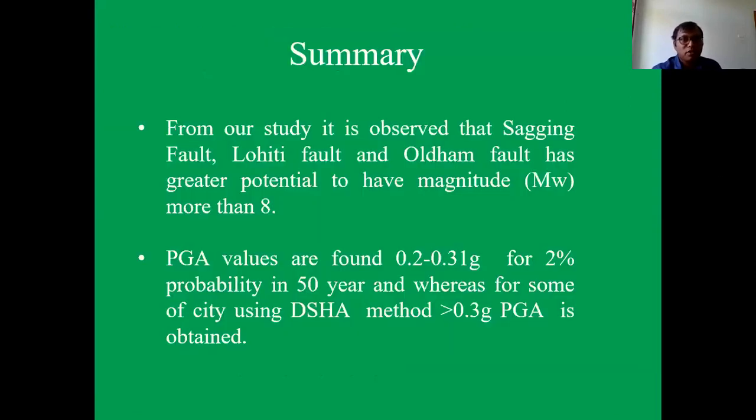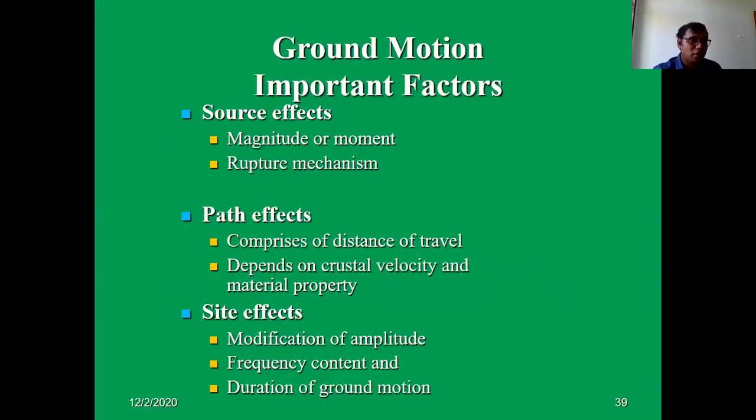This is the summary: these are the active faults which are the controlling sources. We can talk about the Sagaing fault, Lohit fault, and Oldham fault, which have greater potential for magnitude more than 8. Based on the present study, the PGA values show the minimum and maximum ranges for 2% probability of exceedance, and with the DSHA method, 0.33 g PGA is optimal. So this is the report.